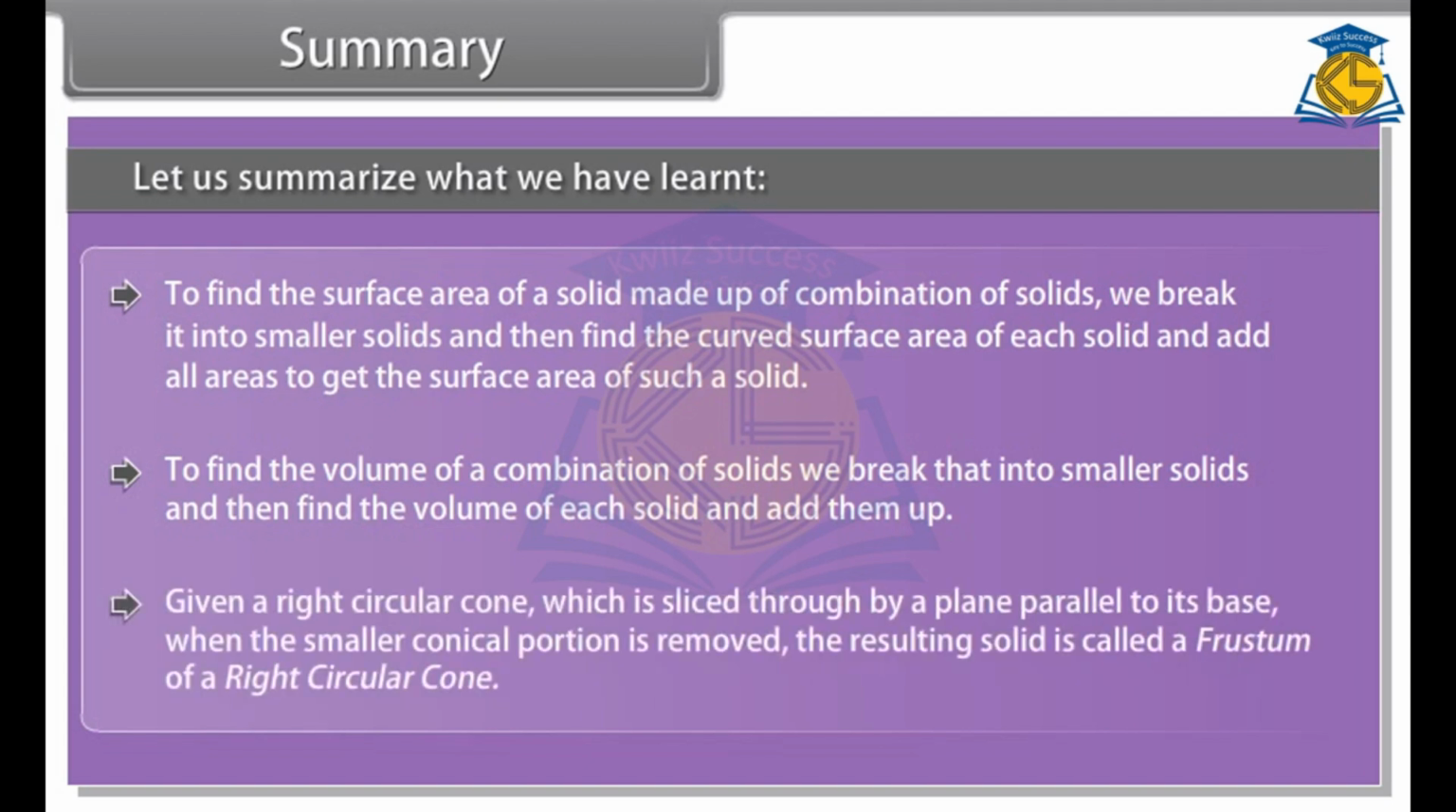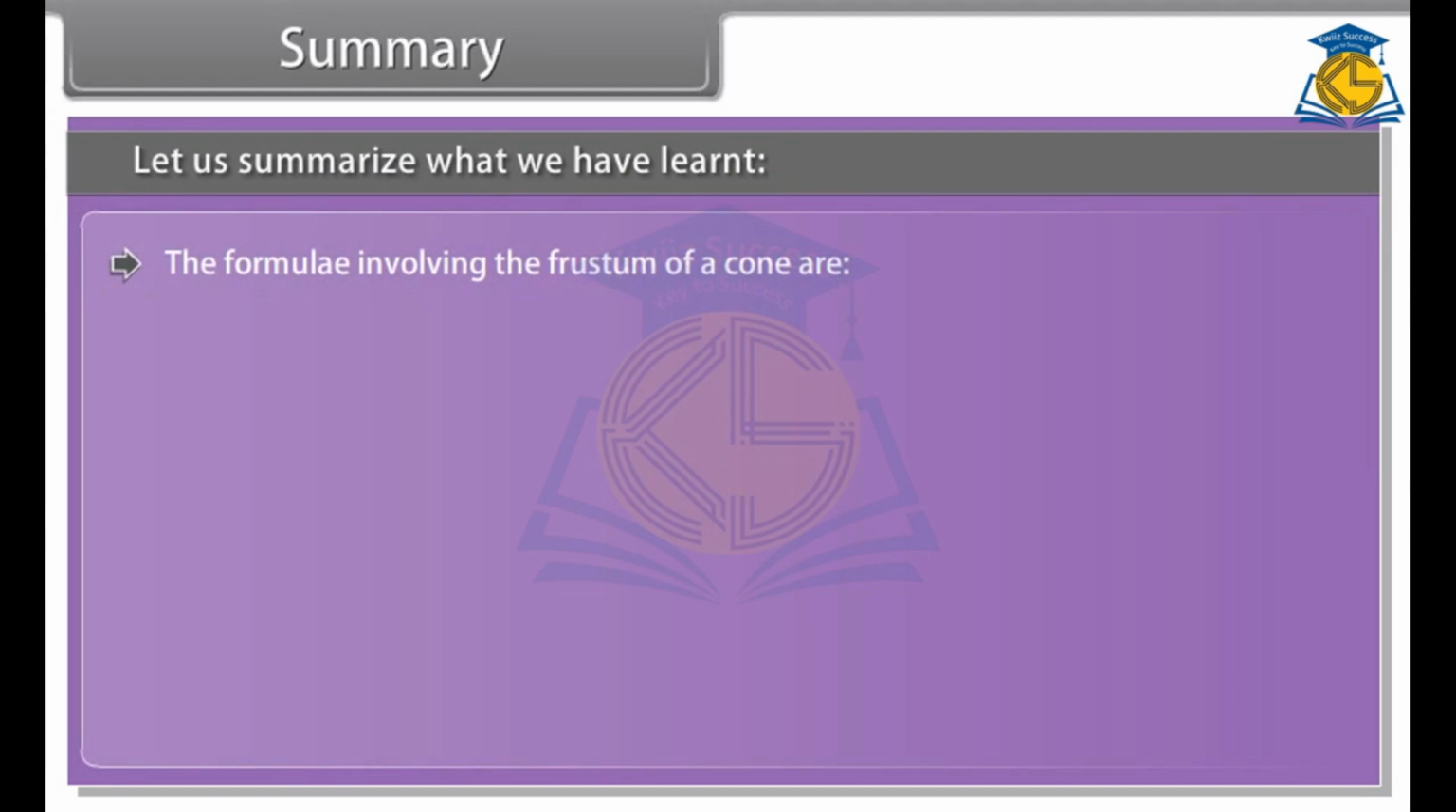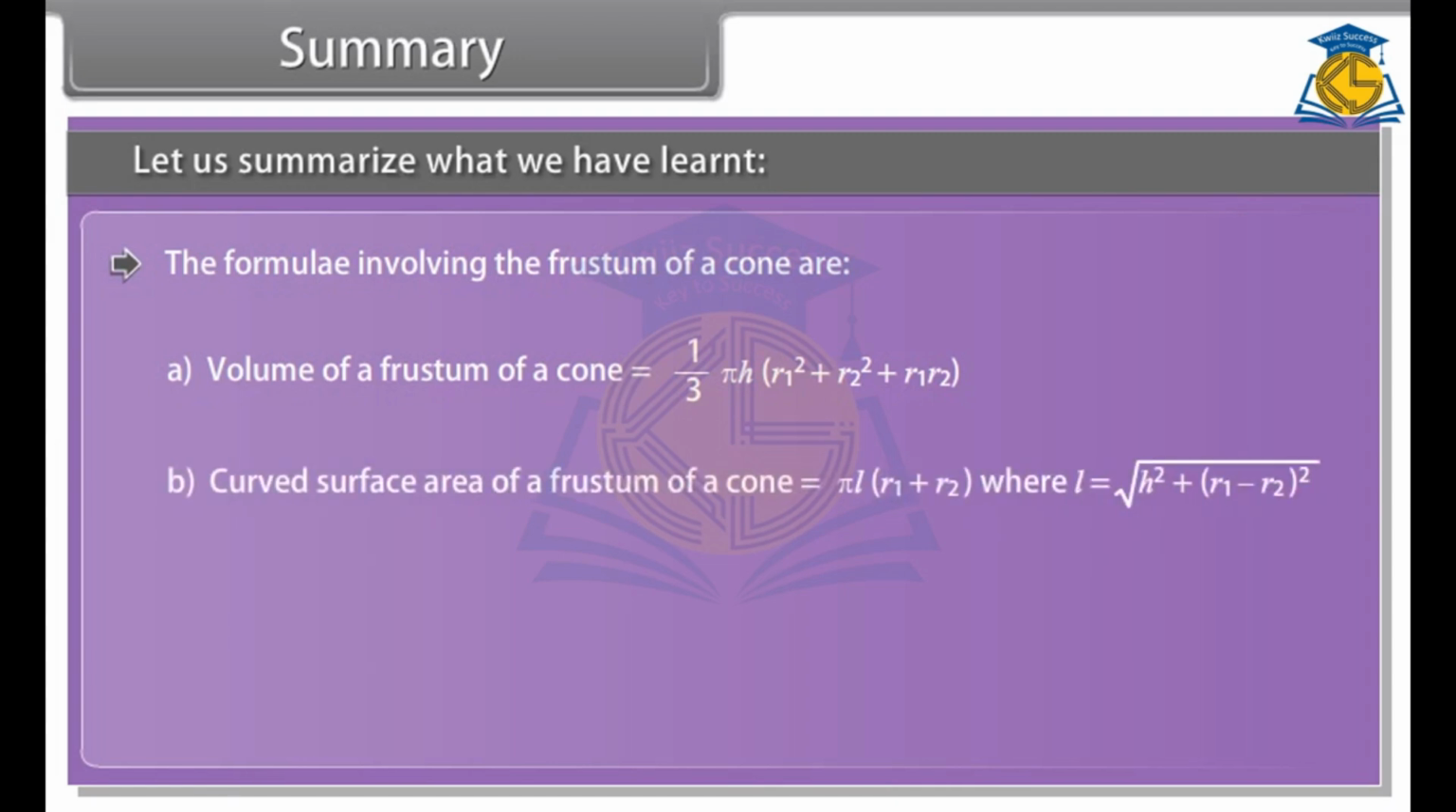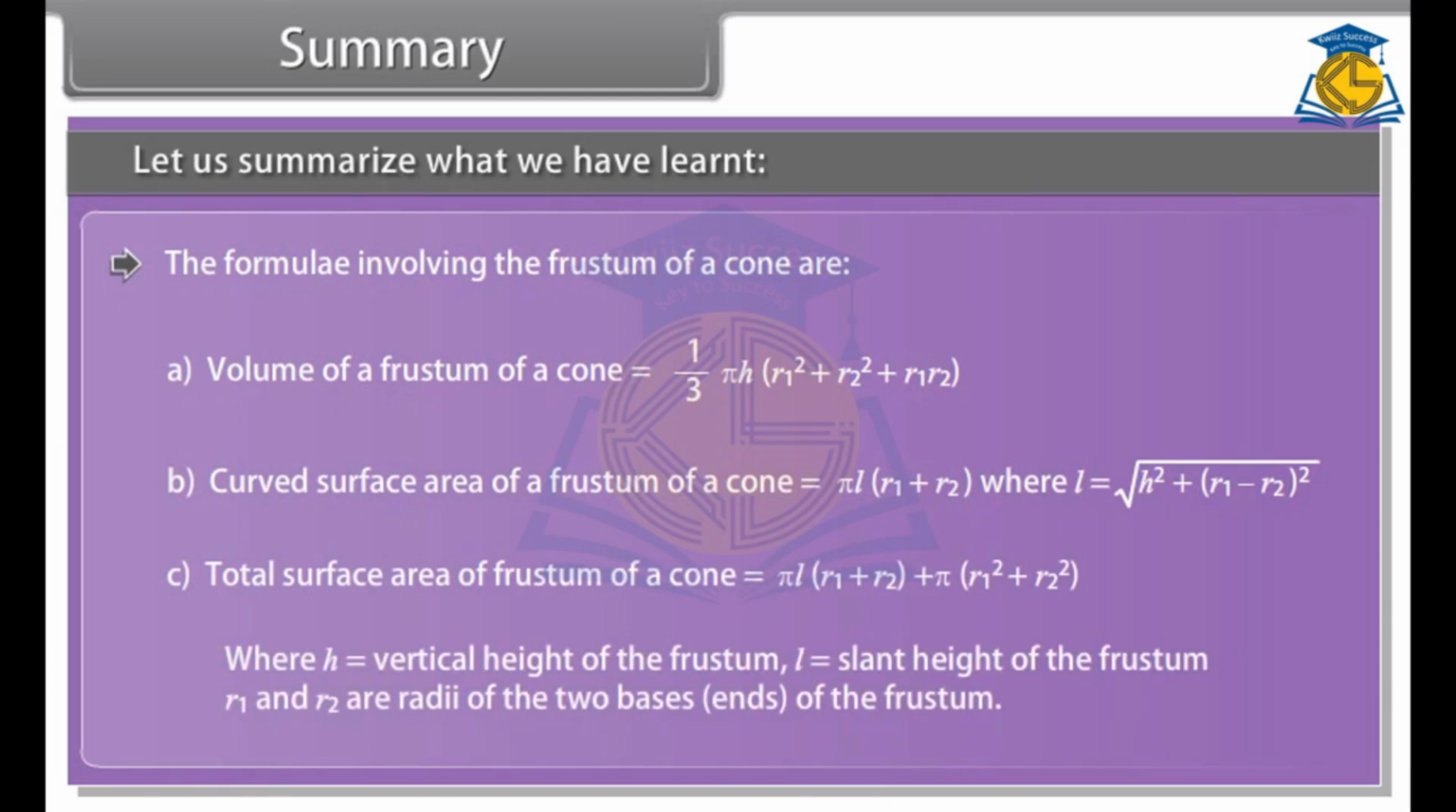Given a right circular cone, which is sliced through by a plane parallel to its base, when the smaller conical portion is removed, the resulting solid is called a frustum of a right circular cone. The formulae involving the frustum of a cone are: where h is the vertical height of the frustum, L is the slant height of the frustum, and R1 and R2 are the radii of the two bases, the ends of the frustum.